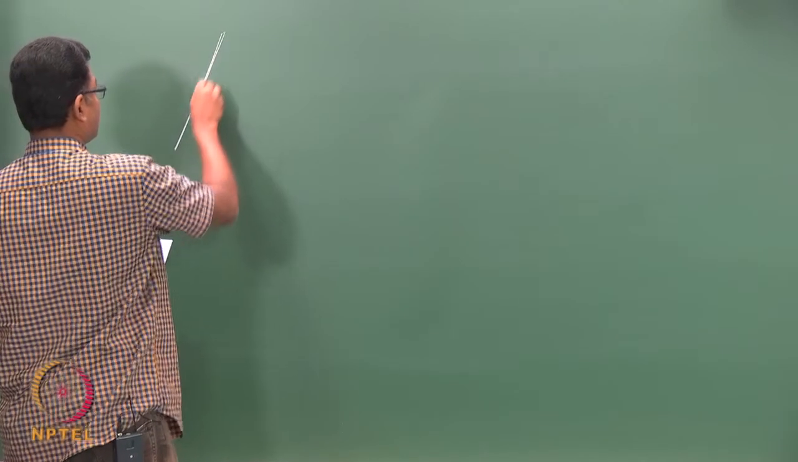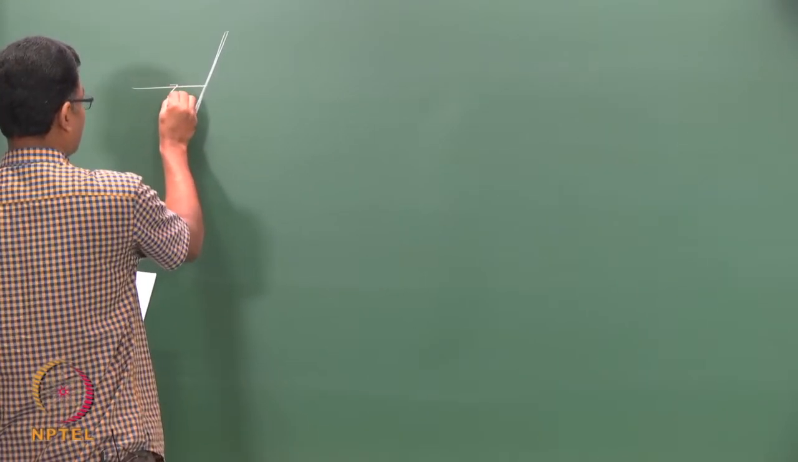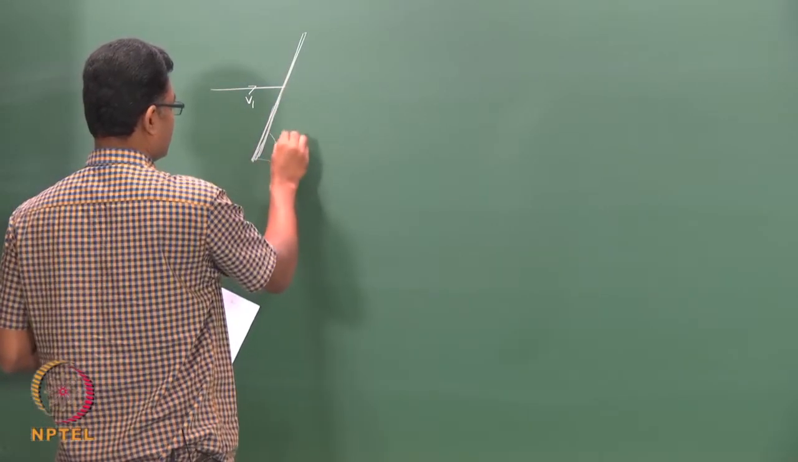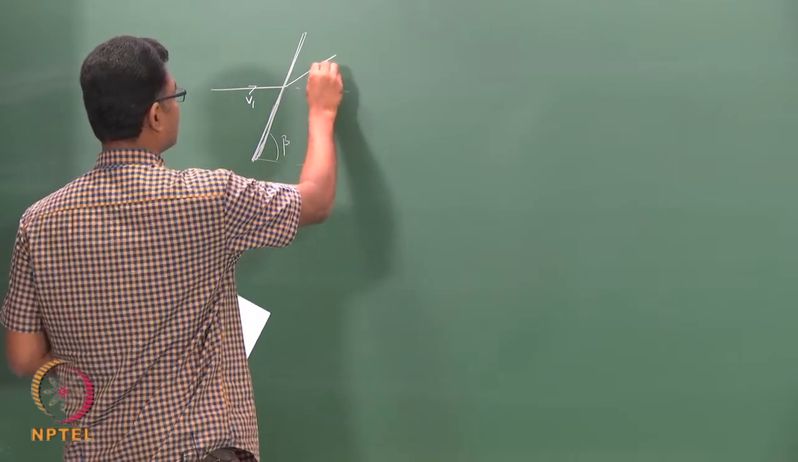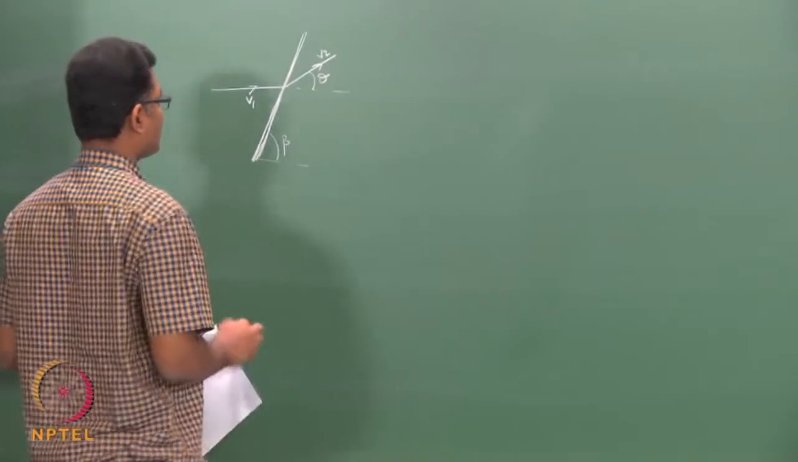Okay, so we will continue with the oblique shock discussion. If I have an oblique shock like this and the velocity V1, the shock angle is beta and the velocity is deflected like this. So, this would be my deflection angle.